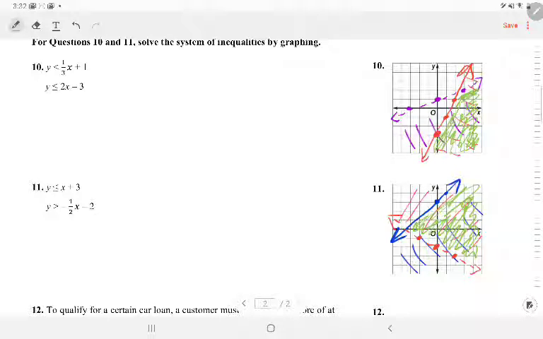Now, just for a bit of advice, how I could check that is I could pick any point in that overlapping area, and it should work for both equations. If it does not work for both equations, then you have the wrong area shaded, okay? So for example, 0, 0 is inside the shaded area. So 0 is less than or equal to 0 plus 3. Well, 0 is less than 3, so that checks. And then 0 is greater than negative 1/2 times 0 minus 2. Well, 0 is greater than negative 2, so that checks. So I know that point is within the shaded area.